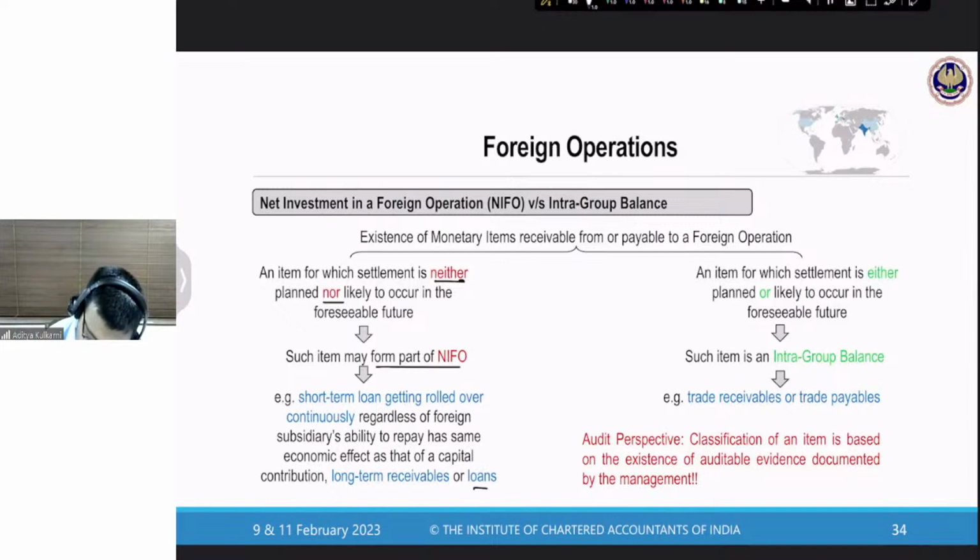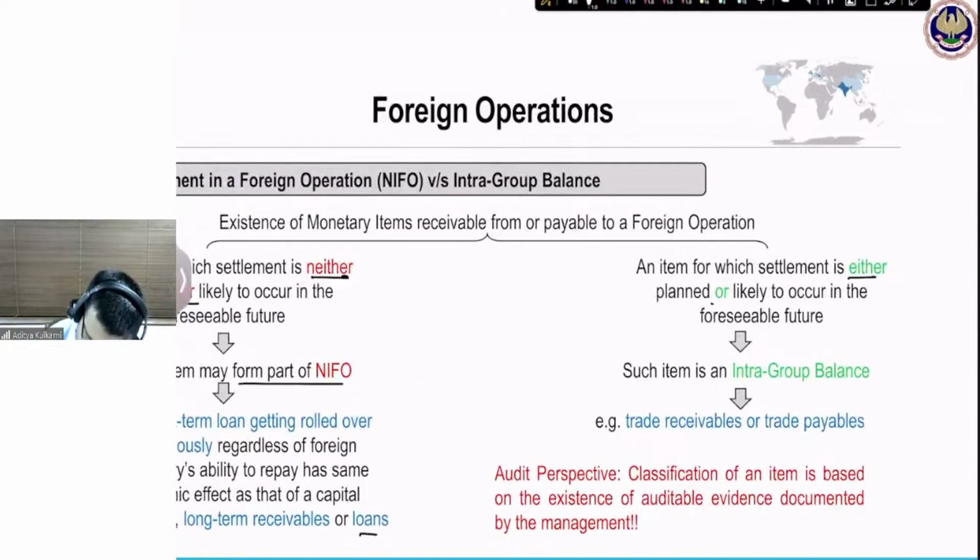An item for which settlement is either planned or likely to occur in the foreseeable future, that means this is an intra-group balance. Example, trade payables or trade receivables. The problem is, from an audit perspective, how do I ensure that this is classified correctly? It's a very difficult task.